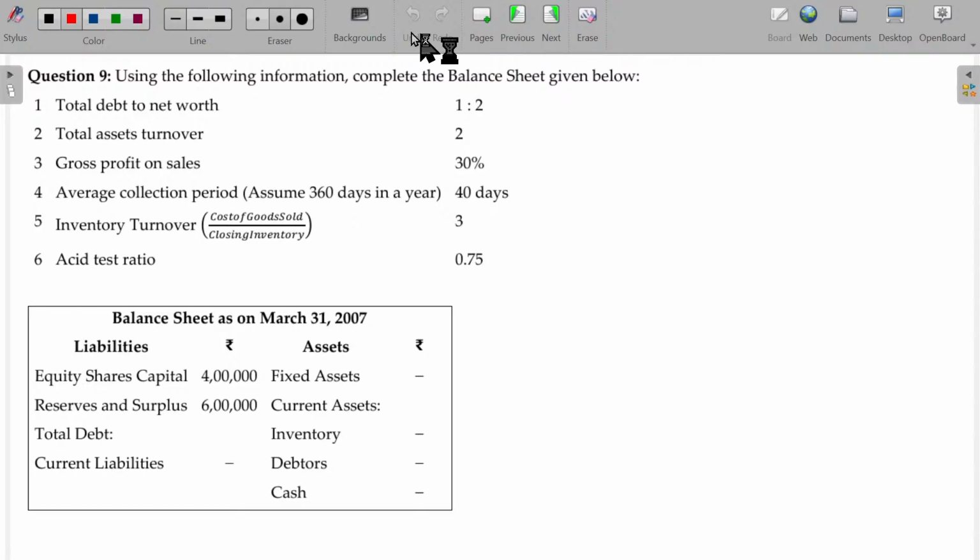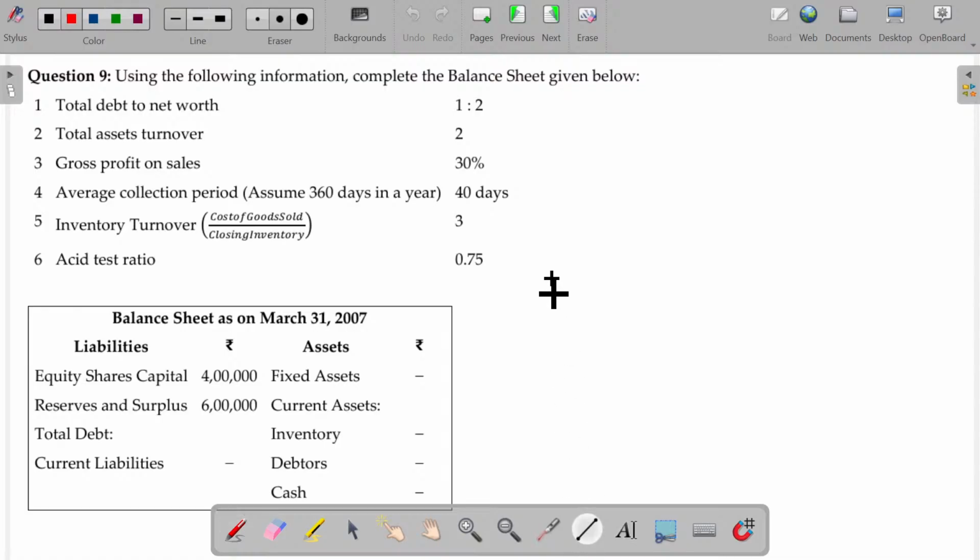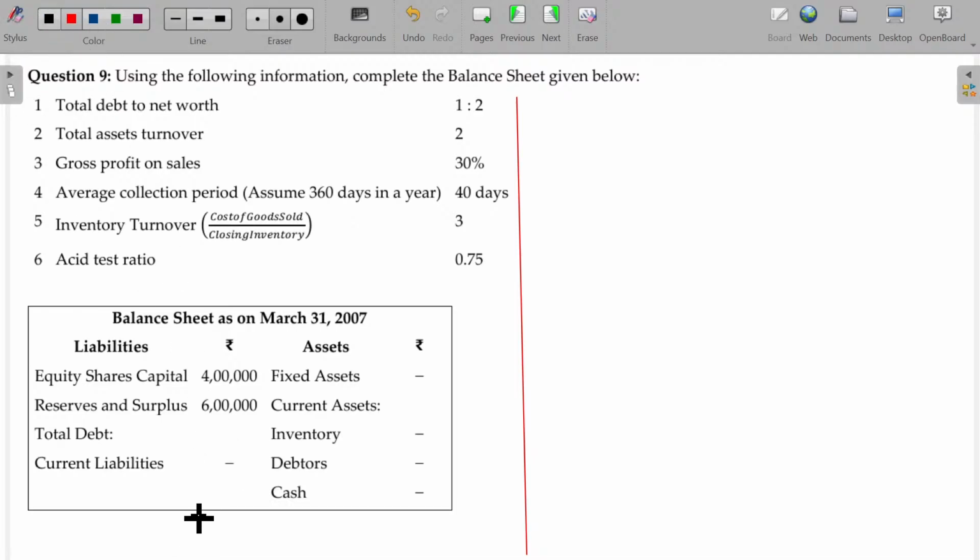Now, come on, join with me. The balance sheet is given with few items here. Beyond that, we have no items here. Is that clear? Using the following information, complete the balance sheet.